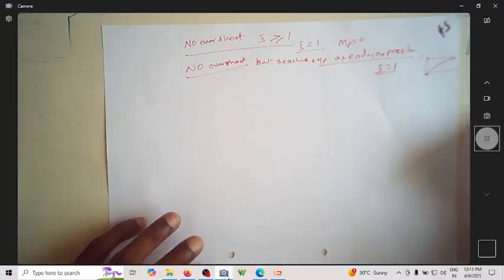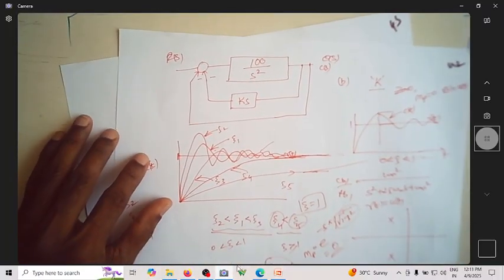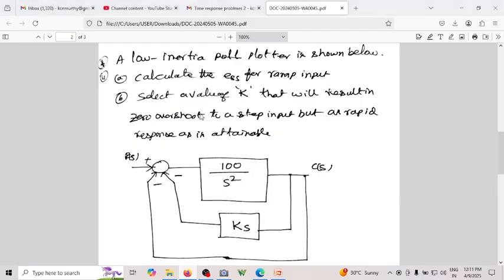So in this problem what they have said is: select a value of k that will result in a zero overshoot to a step input but as rapid a response as is attainable. So this means that we have to consider the value of zeta as 1. By considering zeta as 1, we are supposed to find the value of k, or for what value of k you will get zeta equal to 1 is the question.